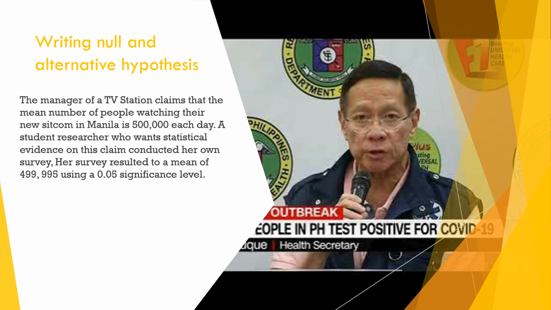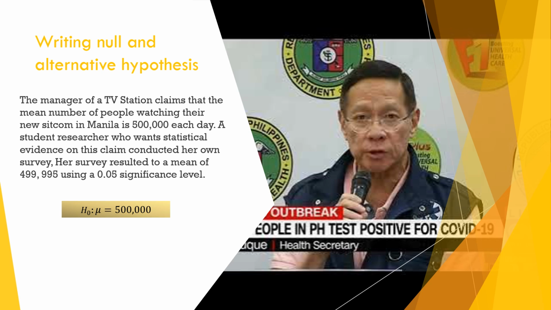A student researcher who wants statistical evidence on this claim conducted her own survey. Her survey resulted to a mean of 499,995 using a 0.05 significance level. So again, ang kiniklaim natin is that yung TV station, meron silang 500,000 na audience, o manonood sa loob ng isang araw. Therefore, ang null natin, mean or mu is equals to 500,000.